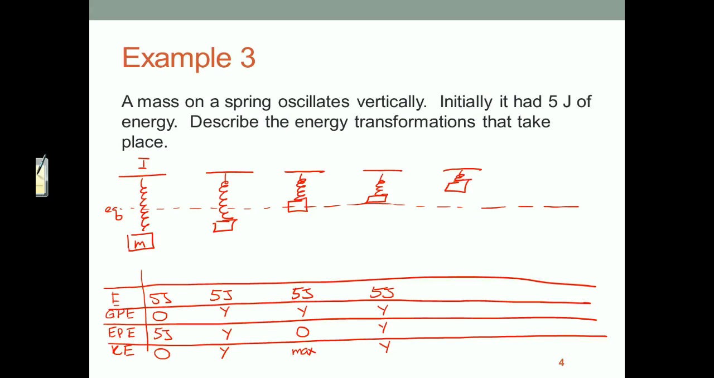And lastly, I hit the max of its motion. At the maximum position, it stops moving, so kinetic goes to 0. It is compressed, so I have elastic, and I am above the bottom, so I have gravitational potential, and it still has to total 5 joules.